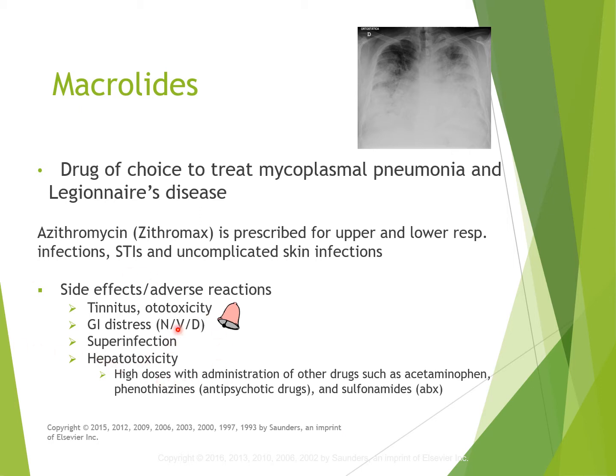For hepatotoxicity, this drug is generally safe. However, if they start taking, say, Lortab, which has acetaminophen in it, or if they are on a phenothiazine, which is like for schizophrenia and such, and also sulfonamides, we'll talk about those later, they probably are increasing their risk for having liver failure. So you have to kind of do one or the other, not both.